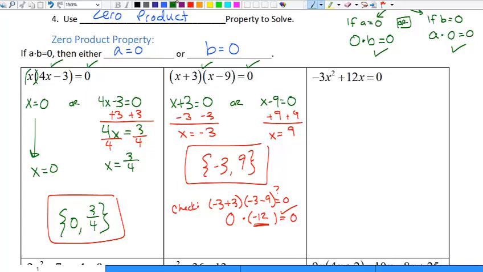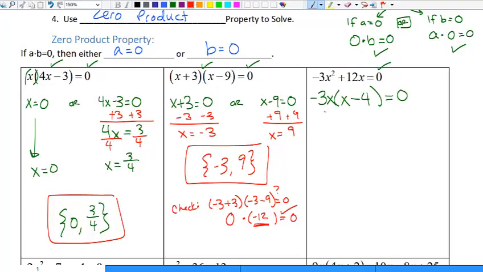Let's go on to the next problem. -3x squared plus 12x equals 0. Step 1 is make sure it's in standard form equal to 0. Check, that's done. Step 2, factor the left-hand side. So on this left-hand side, I'm going to use the factoring skills that I've been practicing. So look, step 1 is a GCF. I can factor -3 and an x out. So that gets me -3x squared divided by -3x is x. Positive 12x divided by -3x is -4.